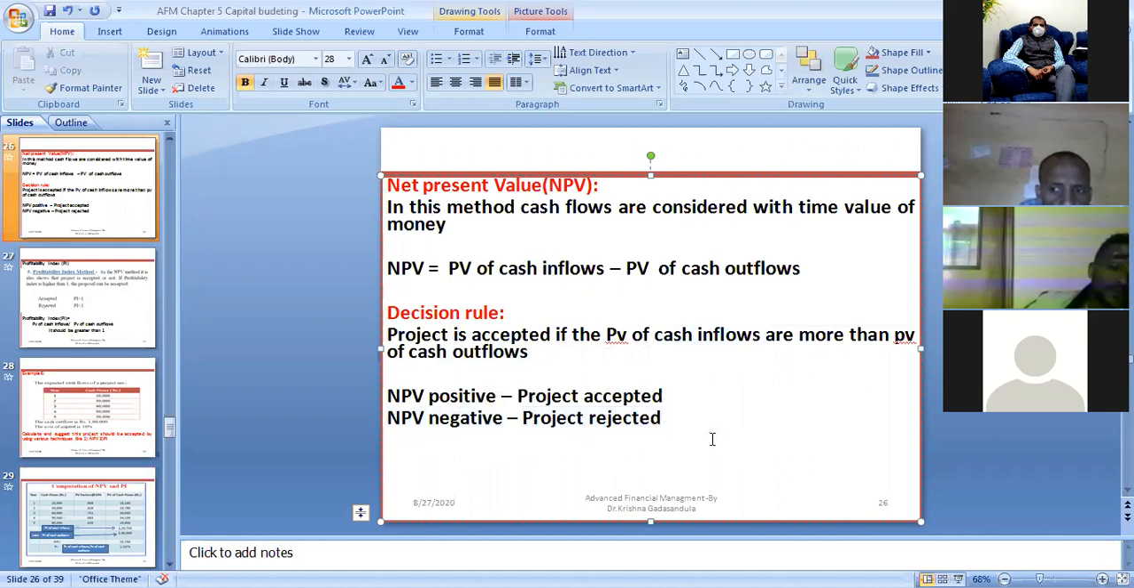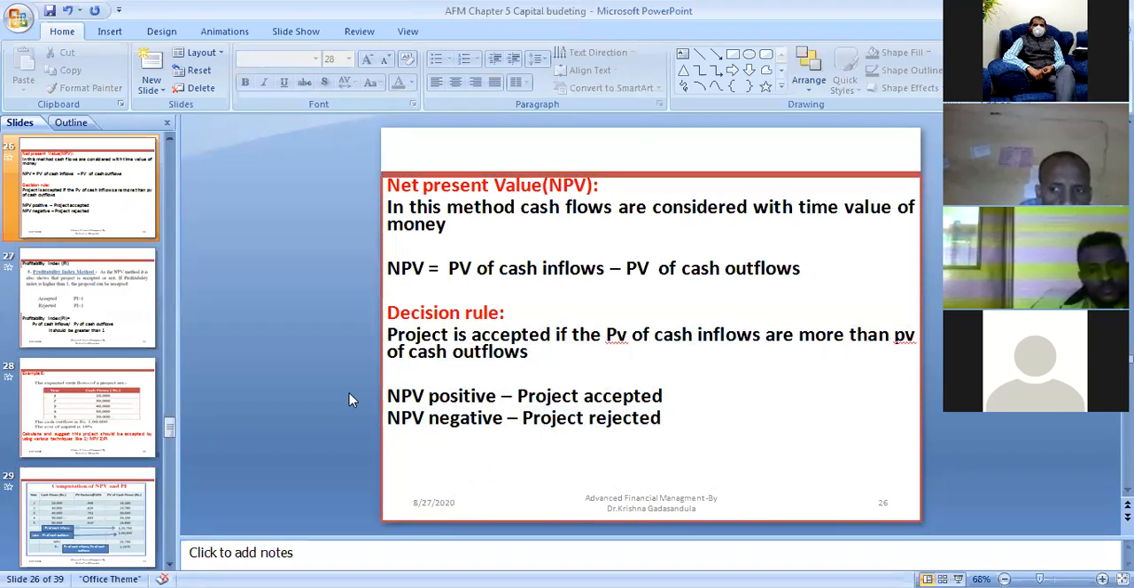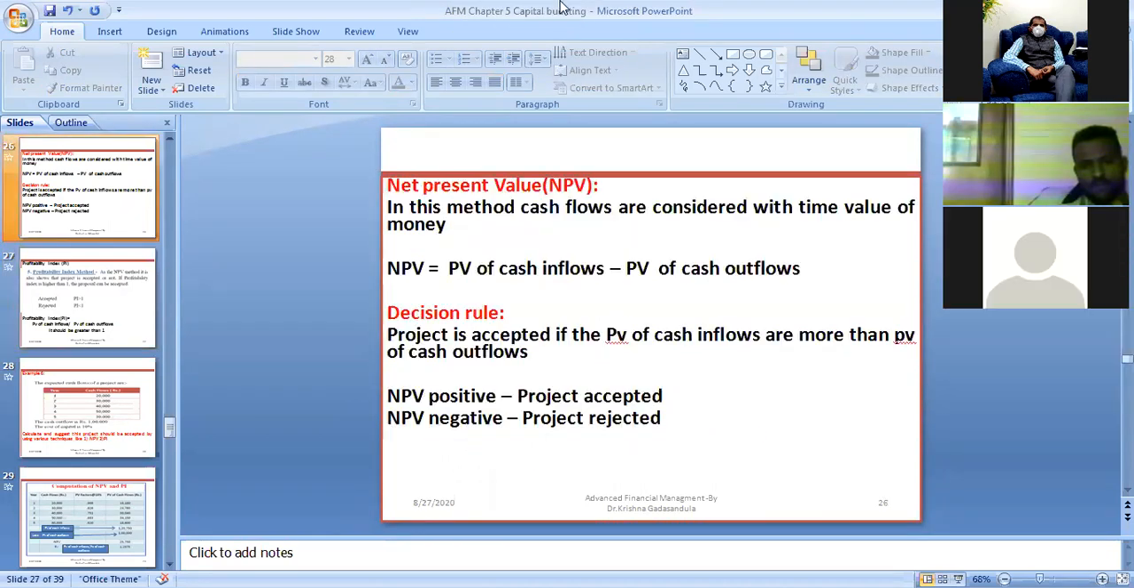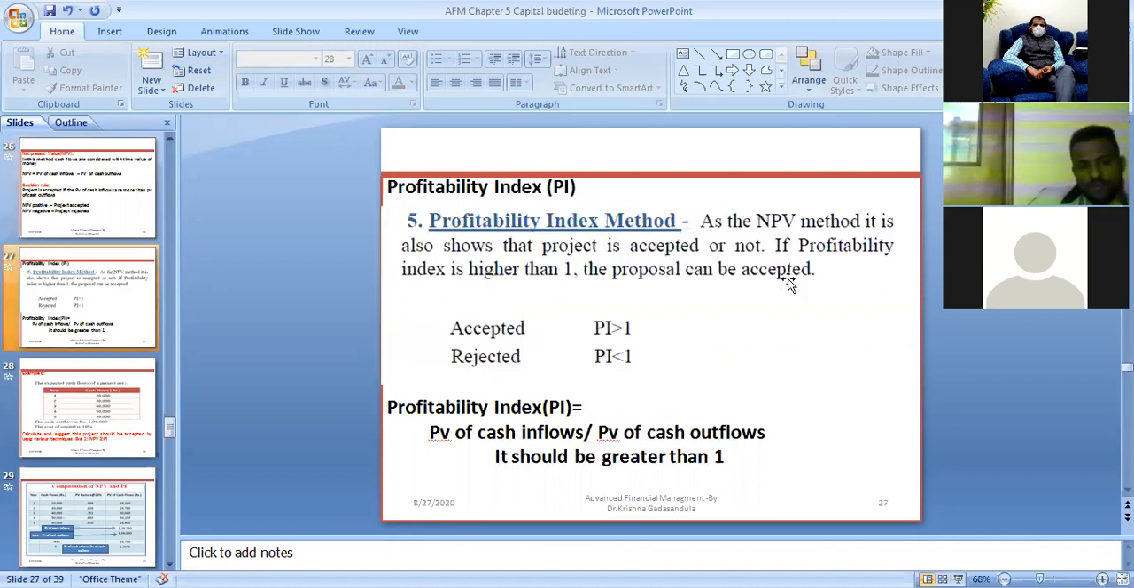So how do we calculate whether NPV is positive or negative? Let's take one example. Okay, one more. This is NPV. One more technique, another technique we can say, is the profitability index.